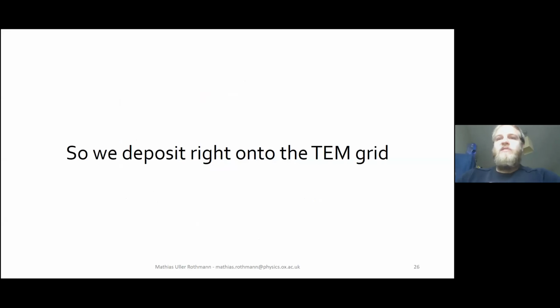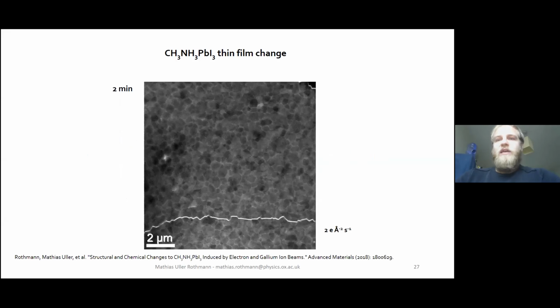But we decided to go with depositing our films directly onto a TEM grid. And we get a really nice film. This is an example of a 300 nanometer MAPI thin film, which we imaged over time with a very low dose, 2 electrons per square angstrom per second. So this is incredibly low dose.